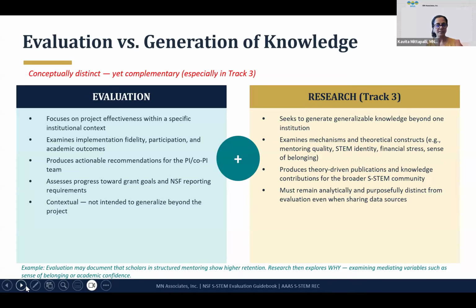A broad example here is you provide professional development to, say, faculty, right? And the faculty show instructional confidence. That is the mediator. And that in turn potentially leads to scholar achievement. So the IV is professional development, the mediator is the instructional confidence of the faculty members, and the dependent variable is scholar achievement. Right? So that's how we kind of measure the generation of knowledge as opposed to evaluation.